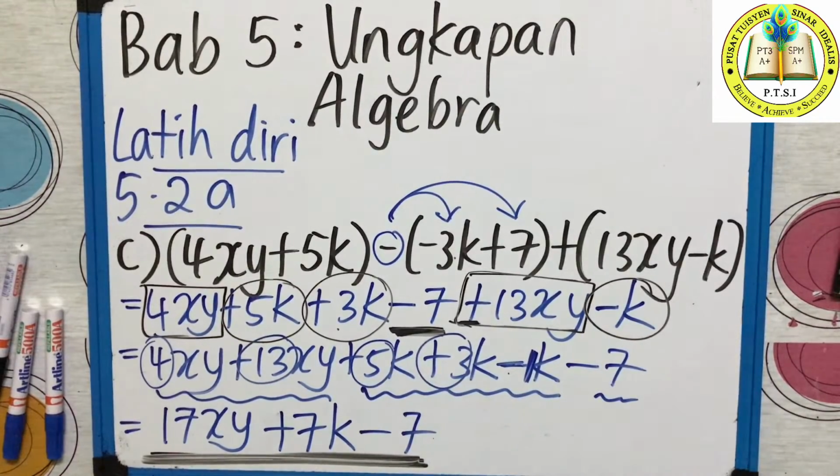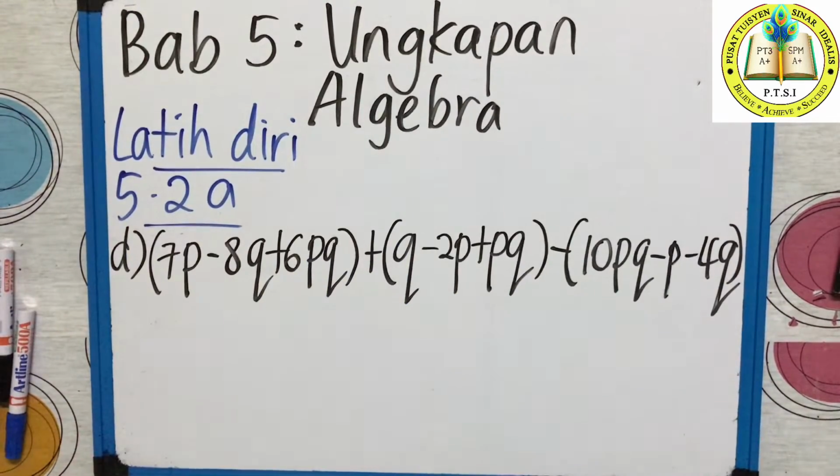So, remember class, xy, different term. K, different term. Number, different term. You cannot combine. Biarkan. Only xy, xy you solve. K, k, k you solve. Nombor, turunkan. No partner. So, just leave it like this. So, this will be your final answer. Finish.